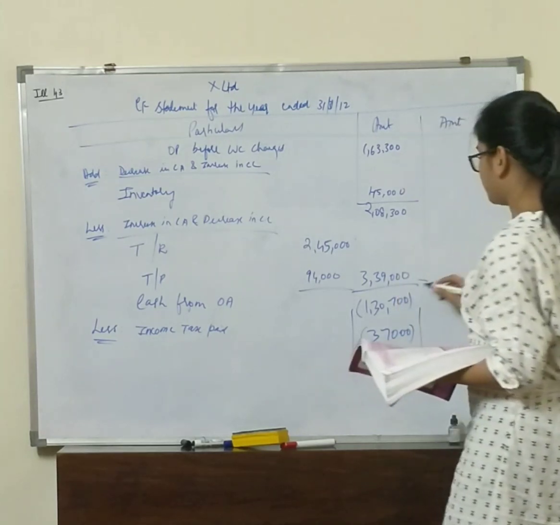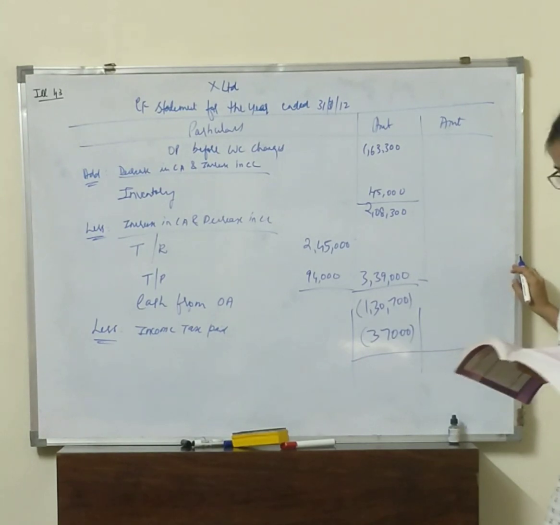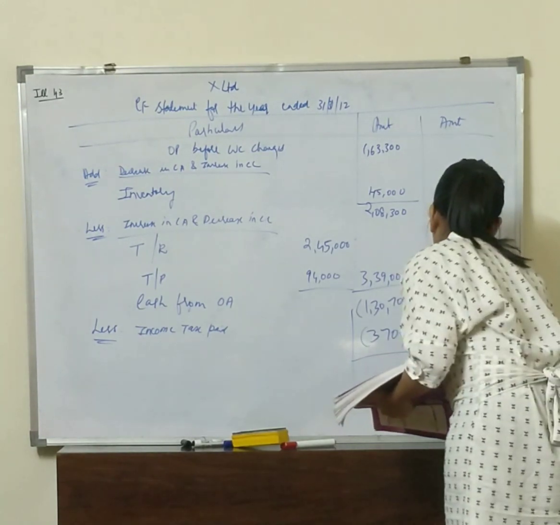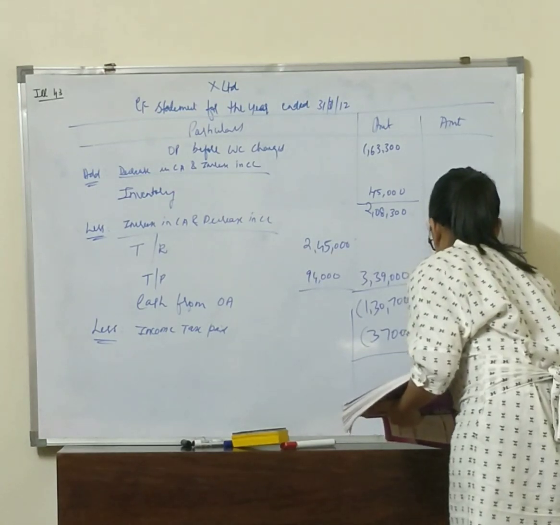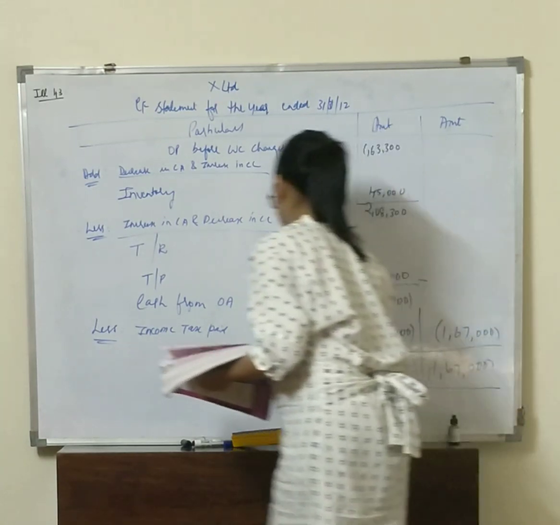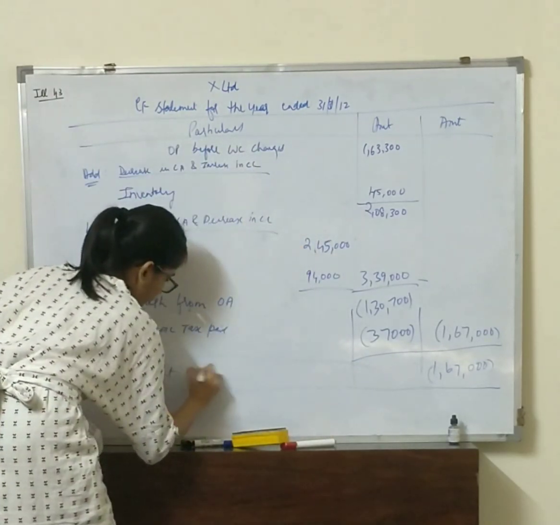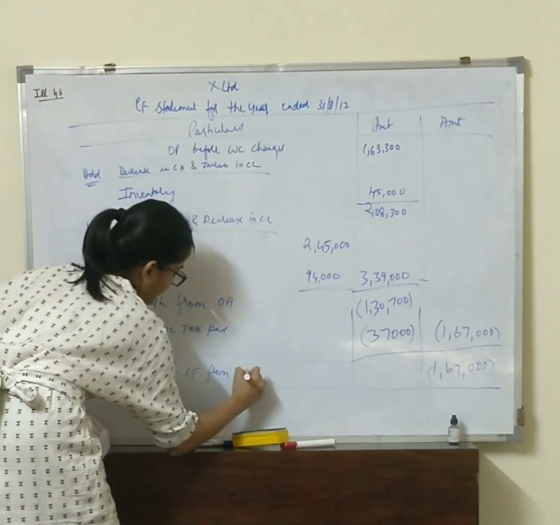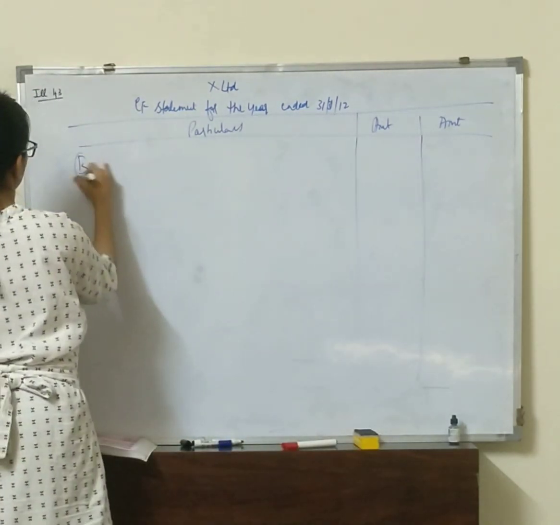What answer do we get? Both the figures are negative. 1,30,700 and 37,000. So we get negative 1,67,000. Negative 1,67,000 is our net cash flow from operating activities, A. Clear? Next we go on to B.